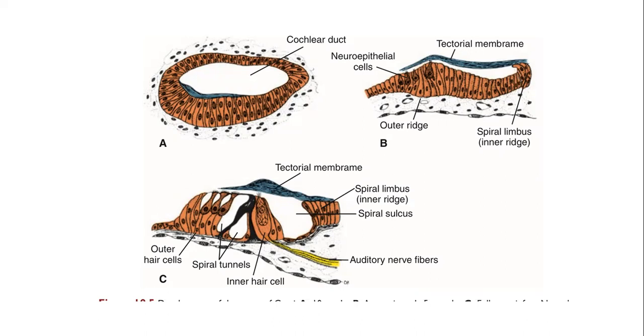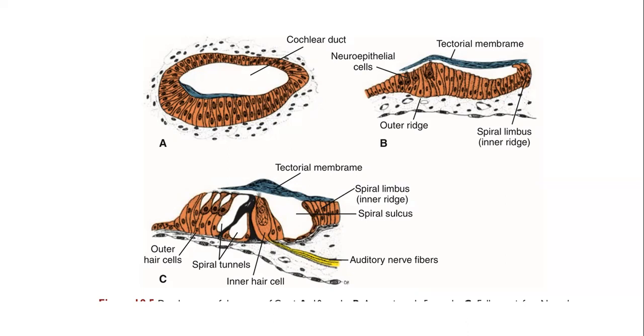The outer ridge forms one row of inner and three or four rows of outer hair cells, the sensory cells of the auditory system, and they are covered by the tectorial membrane. That is a fibrillar gelatinous substance attached to the spiral limbus, and it rests with its tip on the hair cells. The sensory cells and the tectorial membrane together constitute the organ of Corti.